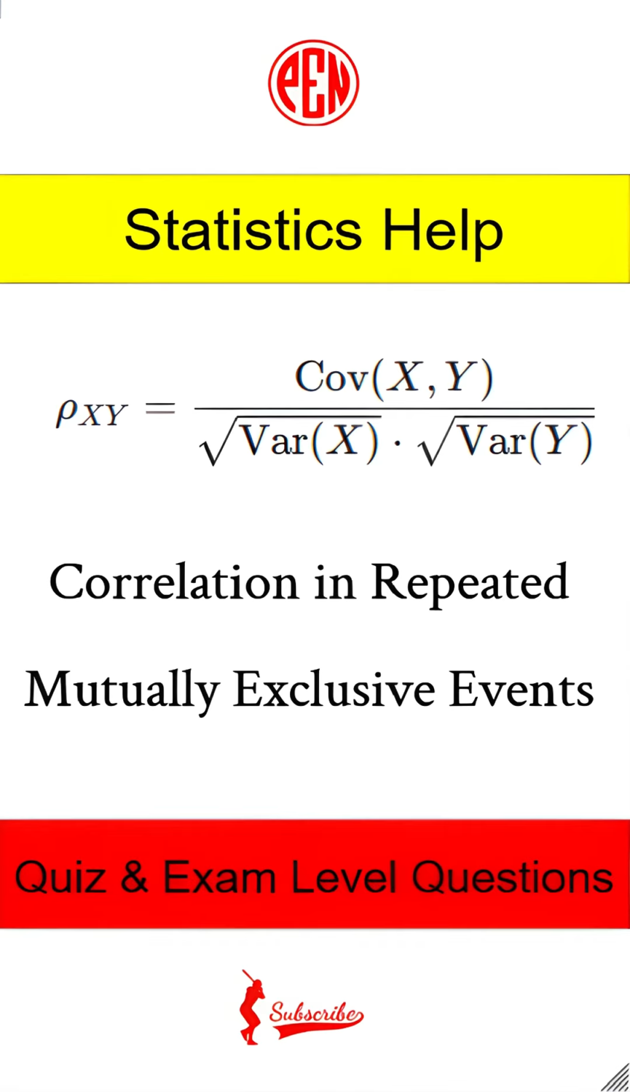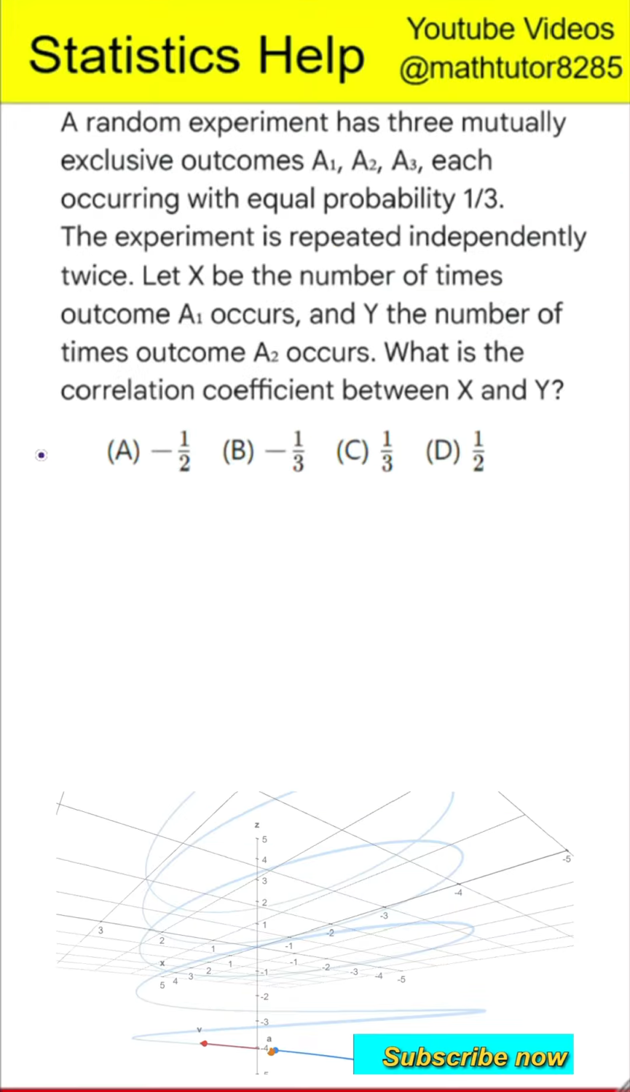This question is to calculate the correlation coefficient between two dependent variables within a repeated random experiment.